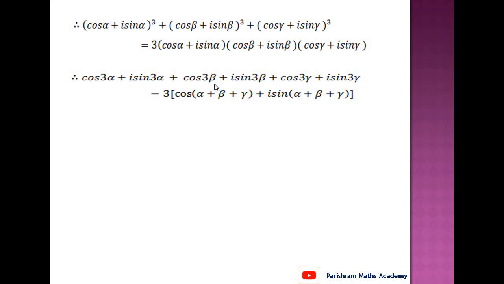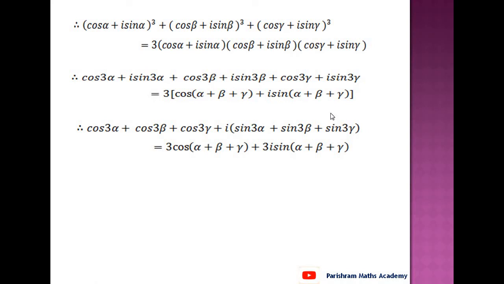We have the second bracket term: cos 3 beta plus i sin 3 beta plus cos 3 gamma plus i sin 3 gamma. Now one more result here: (cos alpha plus i sin alpha)(cos beta plus i sin beta)(cos gamma plus i sin gamma) is the same as cos of (alpha plus beta plus gamma) plus i times sin of (alpha plus beta plus gamma). And therefore, cos 3 alpha plus cos 3 beta plus cos 3 gamma plus i times (sin 3 alpha plus sin 3 beta plus sin 3 gamma), taking i as common, is the same as 3 times cos of (alpha plus beta plus gamma) plus 3i sin of (alpha plus beta plus gamma).